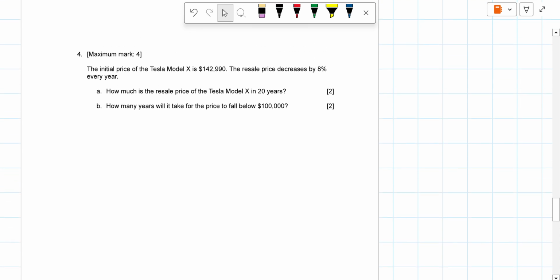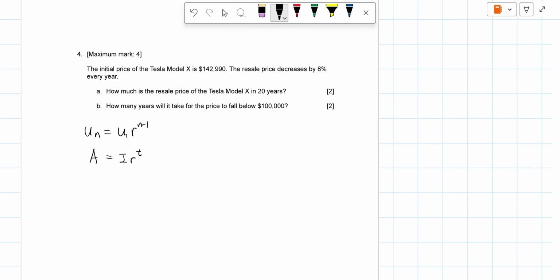Next question. The initial price of the Tesla Model X is $142,990. This resale price decreases by 8% every year. How much is the resale price of the Tesla Model X in 20 years? Well, this is kind of an application of a geometric sequence question. So we need to use the geometric sequence formula. We know that un is equal to u1 times r to the power of n minus 1, but this is only for a geometric sequence, and it's not so applicable for our application model. So for the application model, we use a similar looking but slightly different formula: A equals I r to the power of t.